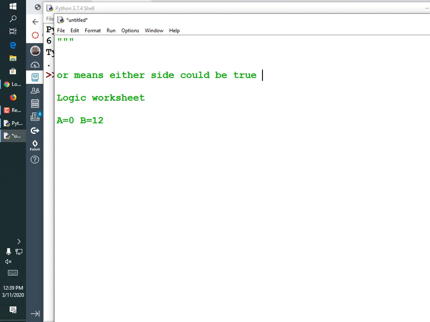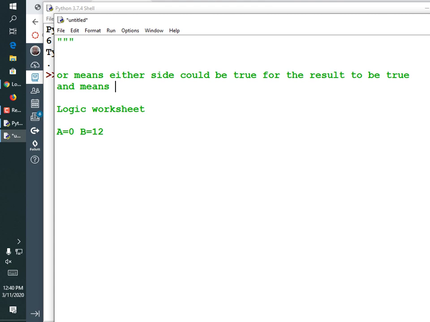Right, are you sick or tired? You know how to answer that, right? If you're either sick or you're tired, you would say yes. Are you sick and tired? You'll only say yes if both of those are true, right? So, AND means both sides must be true for the result to be true.